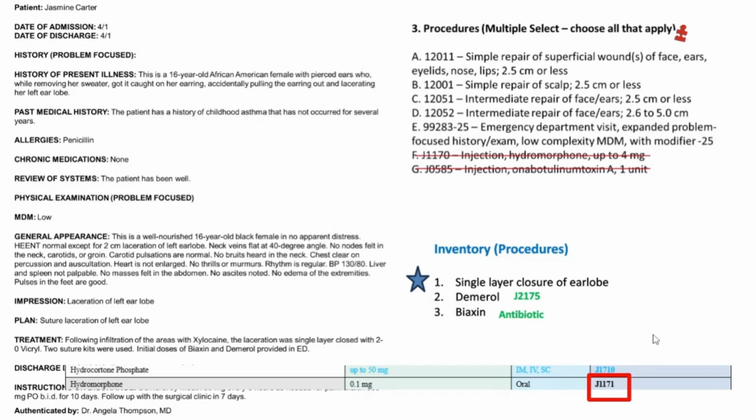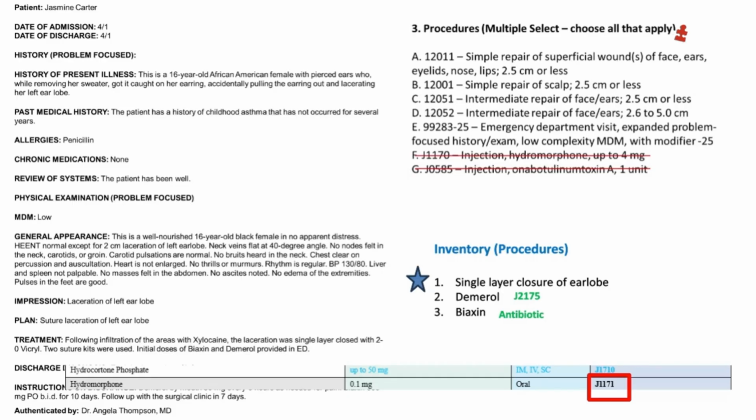Okay, coders, of the following: A, 12011, simple repair of superficial wounds of the face, ear, eyelids, nose, lips, 2.5 centimeters or less. B, 12001, simple repair of the scalp, 2 centimeters or less. C, 12051, intermediate repair of the face or ears, 2.5 centimeters or less. Or D, 12052, intermediate repair of the face or ears, 2.6 to 5.0 centimeters. And E, 99283, modifier 25, emergency department visit, expanded problem focused.